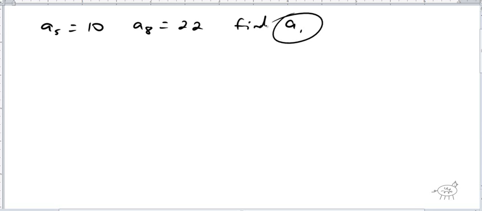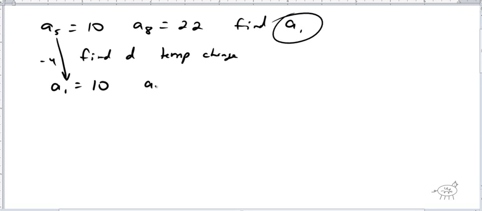So what I need to do is I still need to find the value of d. So I'm going to do a temporary change. And what I'm going to do is make this temporary. It's going to be a sub 1 is 10, just like I did before. So I subtracted 4.